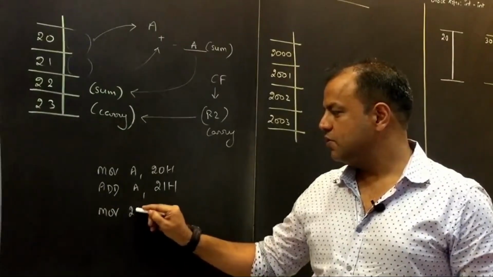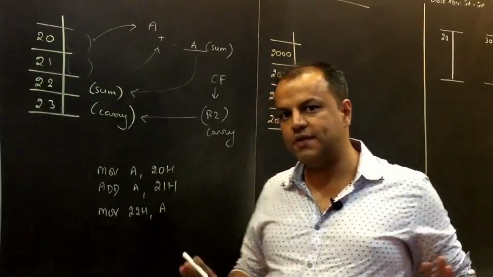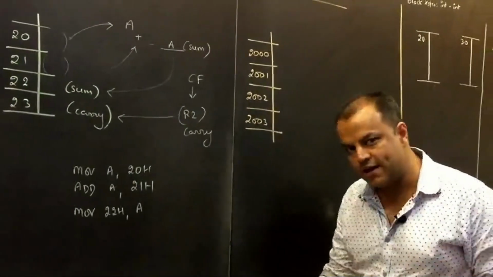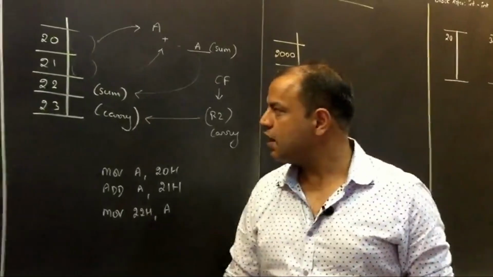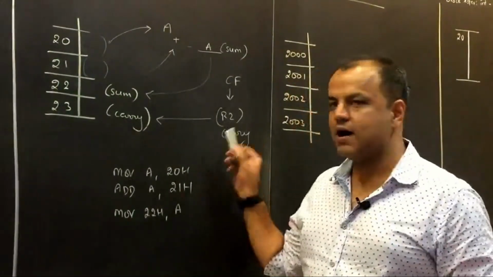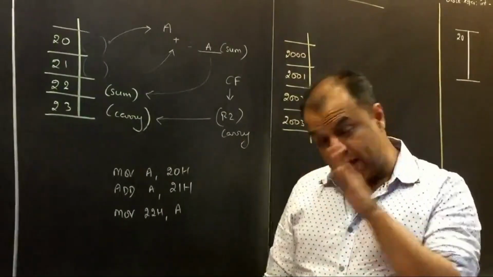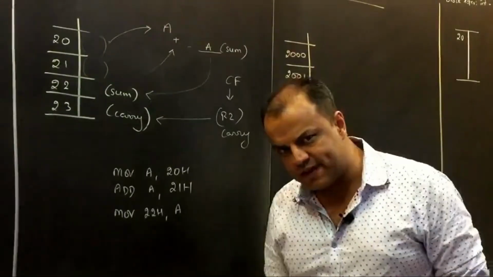Move 22H, A. Please tell me, did you also understand this? Now you've taken care of the sum. Now check for carry. So simple. You want to check for carry. If there is a carry, make R2 1. If there is no carry, make R2 0.